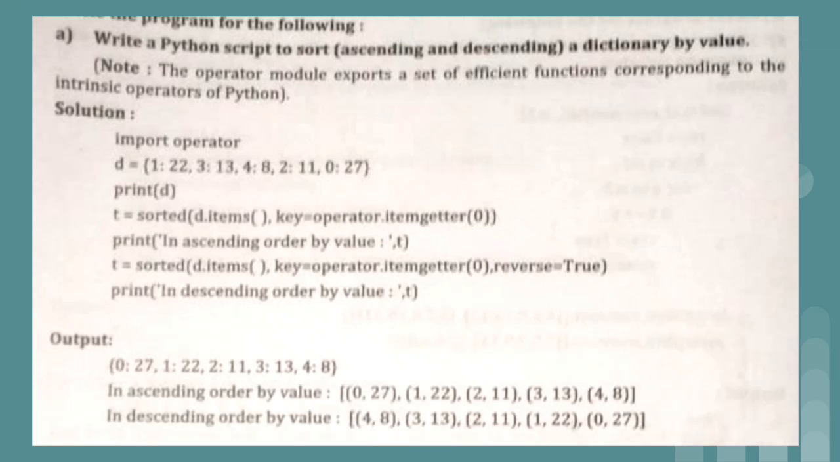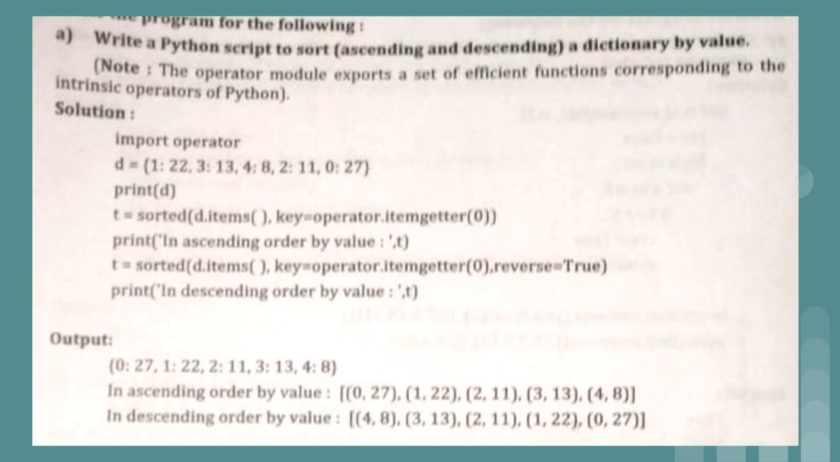Now we have a dictionary which we want to sort. This program is from your textbook. We can write this program in a very simple manner also, which we will learn later, but just see it now. In this case we have imported one module, that is operator, by writing import operator. Then we have one dictionary d equal to 1 colon 22. So 1 is nothing but the key, which has the value 22. The dictionary d contains a total of 5 elements.